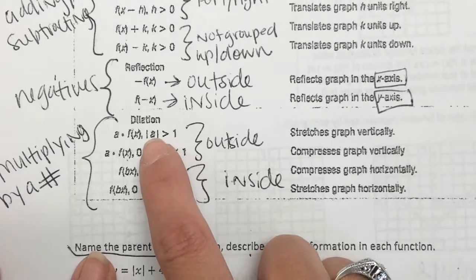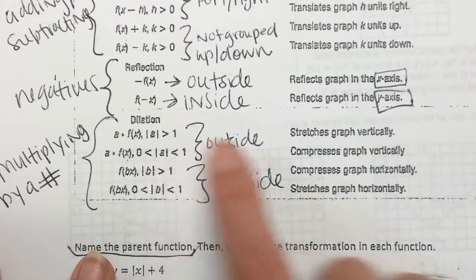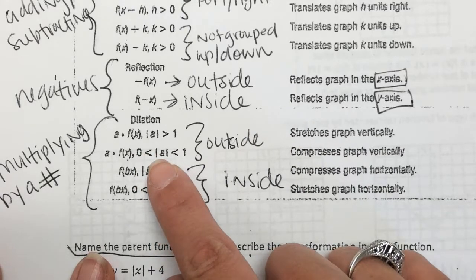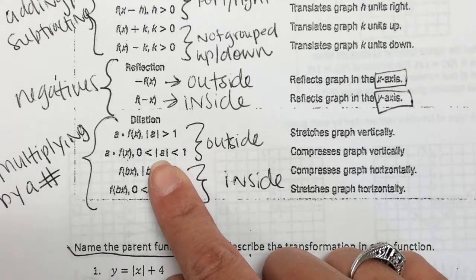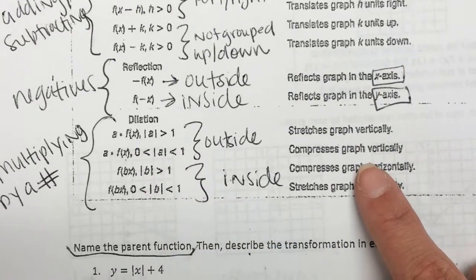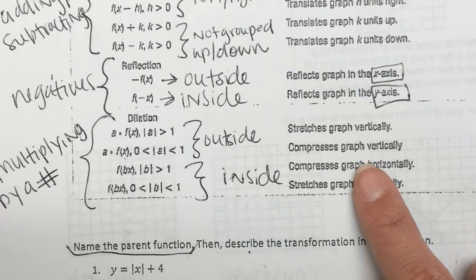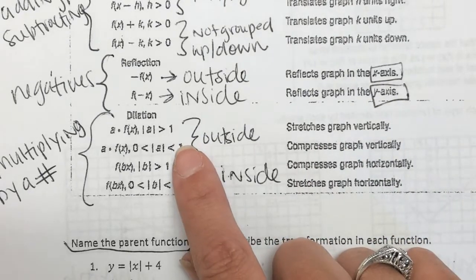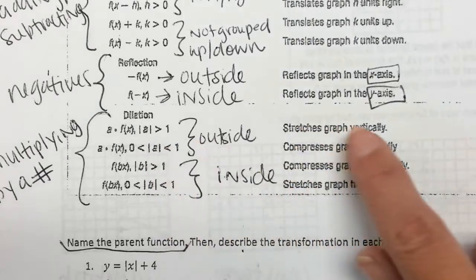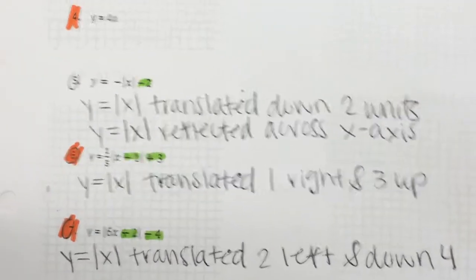It says if the number a is greater than 1, then it's going to stretch it vertically. If it's between 0 and 1, so that's talking about what type of numbers? Fractions or decimals. It's going to compress it vertically. The number we were focused on was what? 4. So it would fit into what category? The top, because 4 is greater than 1, right? So that 4 is going to do what to our graph? Stretch vertically. So here's how we write it.